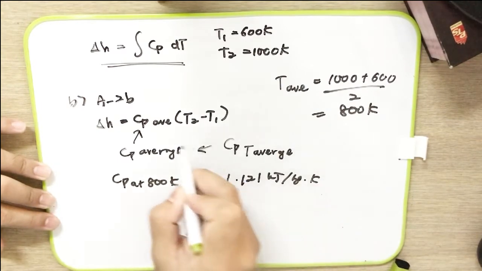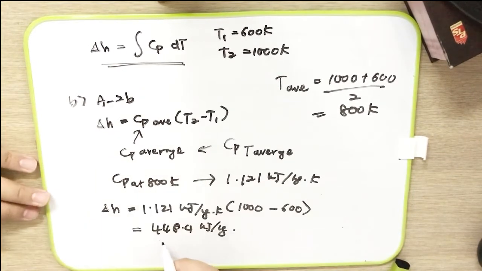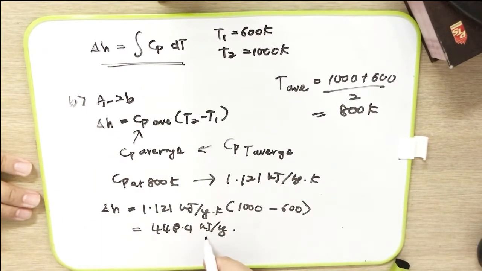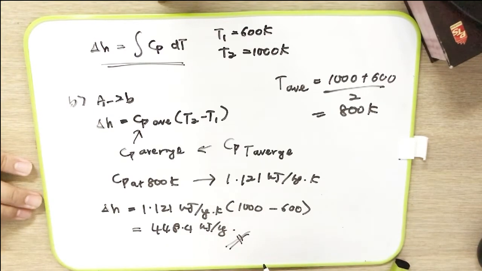So we just substitute in this equation, so we can find the delta H is equal to 448.4 kilojoule per kg. So that's how we use table A-2B.